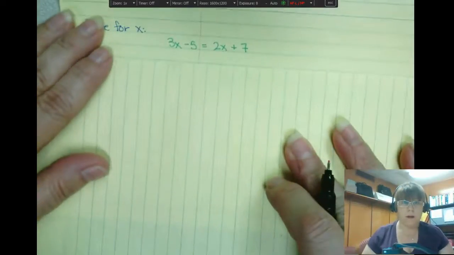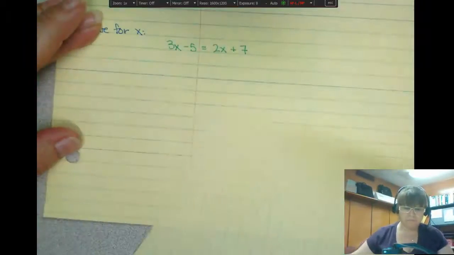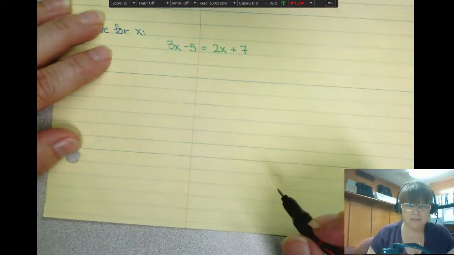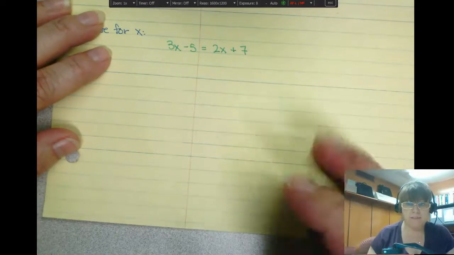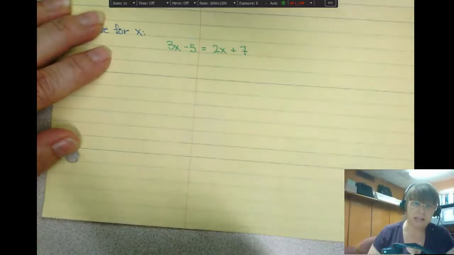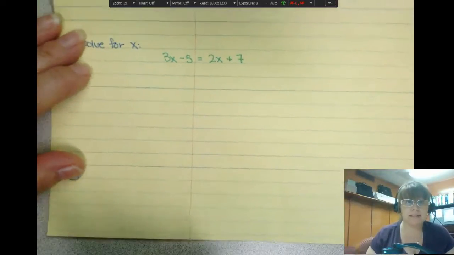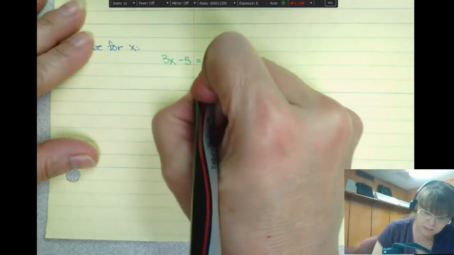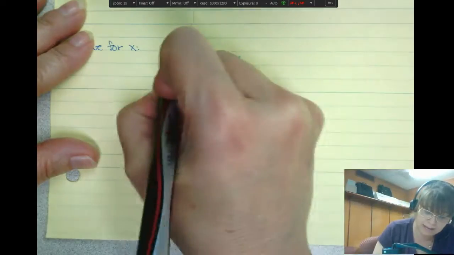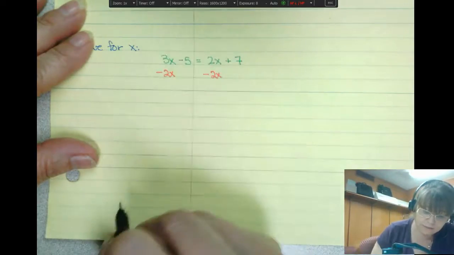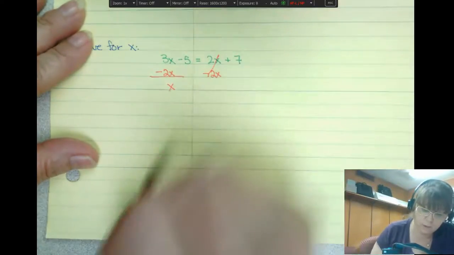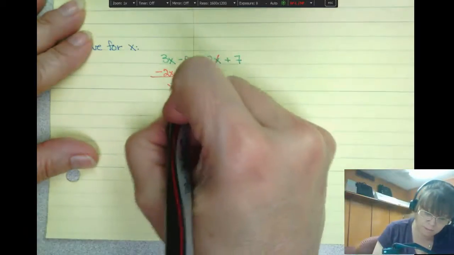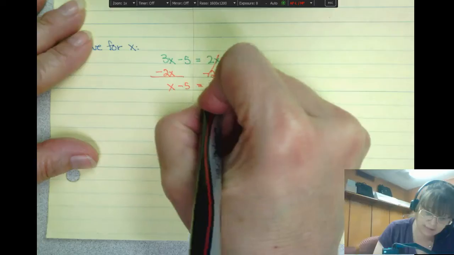All right, one more. 3x minus 5 equals 2x plus 7. I have x's on one side and on the other side, but that rule applies even for x's. So what I'm going to do is subtract 2x from the right as well as 2x from the left. I'm left with x. 2 minus 2 is 0 x's. So now I'm going to rewrite my problem. x minus 5 equals 7.